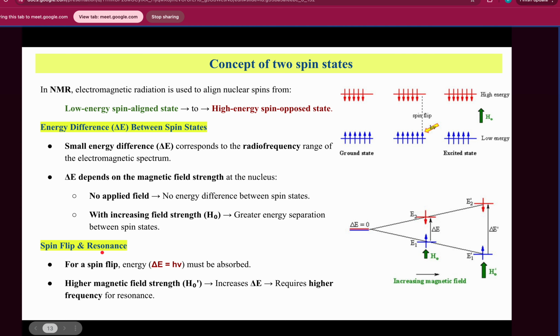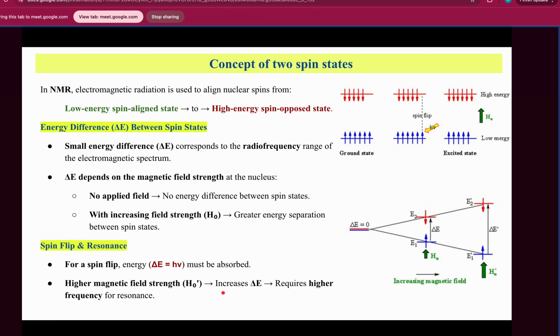And then comes spin flip and resonance. Spin flip means that it was previously in the parallel direction, and now it is flipping its spin, so it is becoming anti-parallel. This is known as spin flip. For this spin flip to happen, we need to supply some external energy, which is given by h nu. So delta E equals h nu, which must be absorbed to do this spin flip. And a higher magnetic field strength increases delta E, which requires a higher frequency for this resonance to happen.